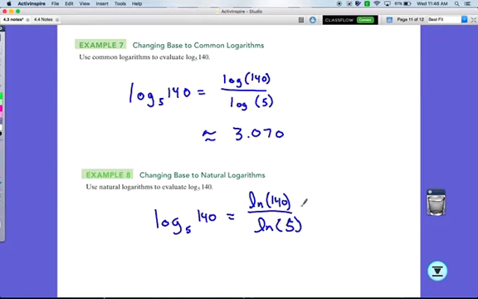You're doing natural log, hit that LN button, of the 140, close the parentheses, divided by the natural log of the 5. Make sure you have parentheses on those. And it's going to give you exactly the same thing, 3.070. All right, pause it and try the checkpoints.